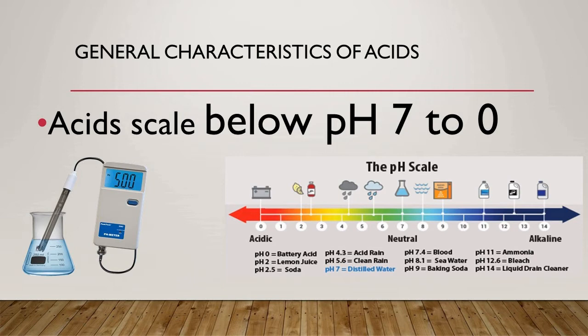So pH, the substance or a mixture is acidic if its scale is below 7. Just like, for example, pH 1, pH 2, pH 3.5, pH 5, pH 6. It is all acidic as long as it is below pH 7. That means it is acidic.